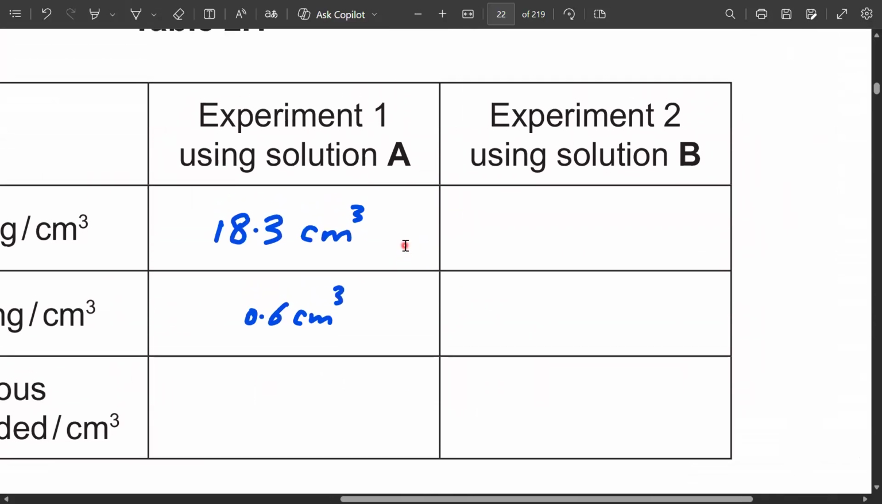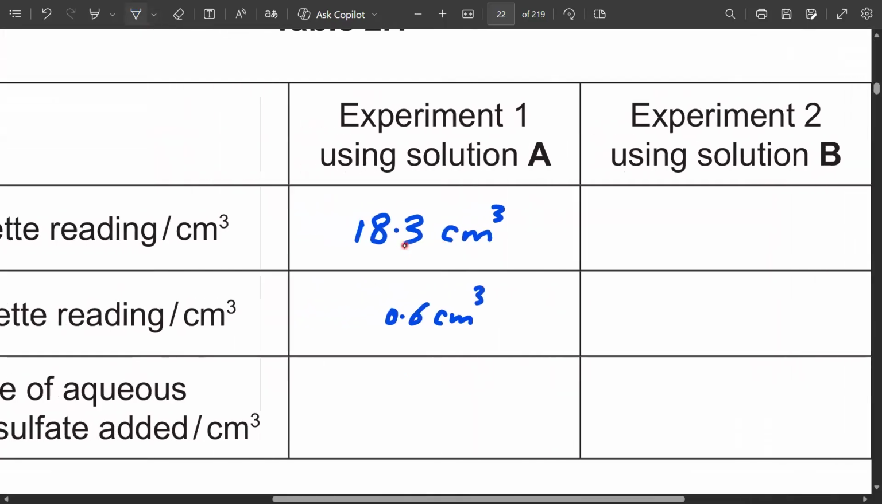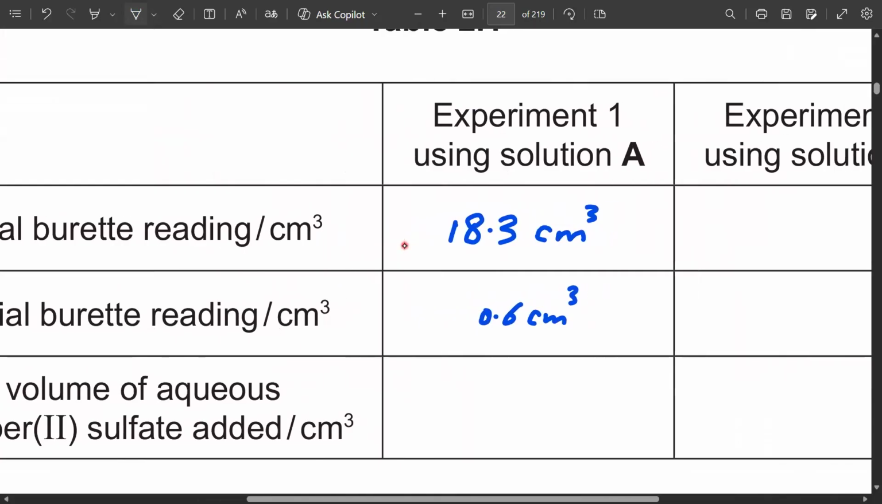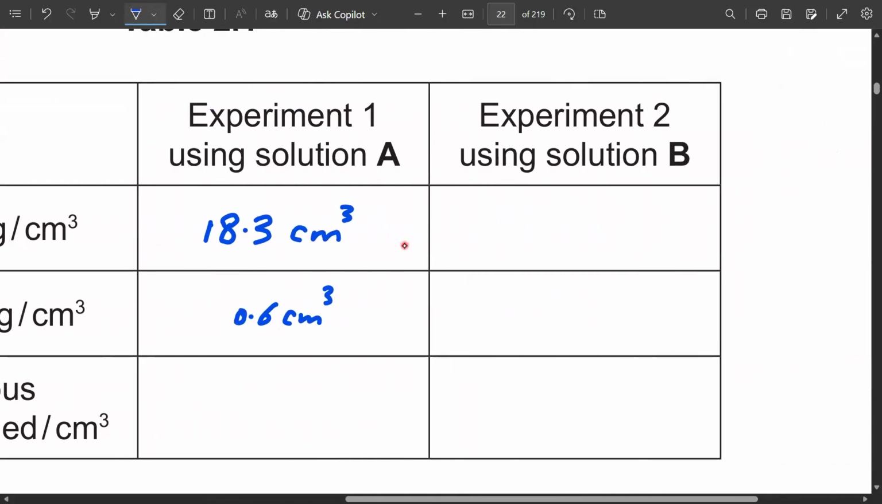So experiment number 2, we need to write the final burette reading first. The final burette reading will be 21.0 cm cube. Do not forget to put the decimal point here because we have been using one decimal point in all the readings. So it is 21.0 cm cube, and the initial value was 9.2 cm cube.